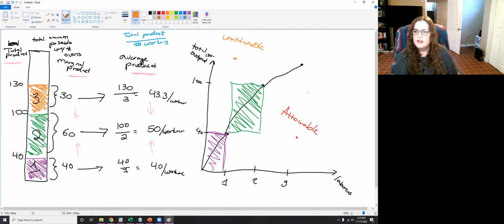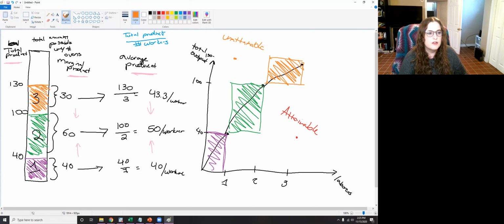All right, let's think about our third worker. When we add in our third worker, they were able to make an additional 30 cookies. Why am I giving you boxes that kind of signify what each of these look like? Because I kind of want us to think about the next part. So, let me pause while I erase some stuff.